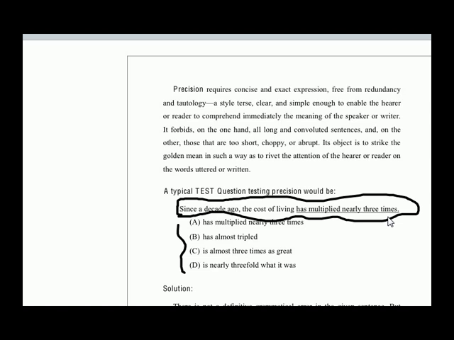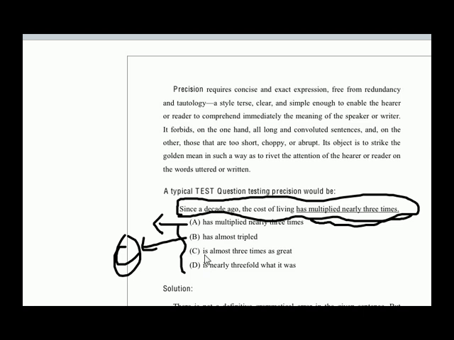So the first one is always a repeat of the underlined portion here. The second one says has almost tripled. So since a decade ago the cost of living has almost tripled. Could be a candidate. It's grammatically correct. So I'll just put a C here, which means B could be a candidate. Third one is almost 3 times as great. Since a decade ago the cost of living is almost 3 times as great. Doesn't sound too good. This great is just not making it sound correct really.